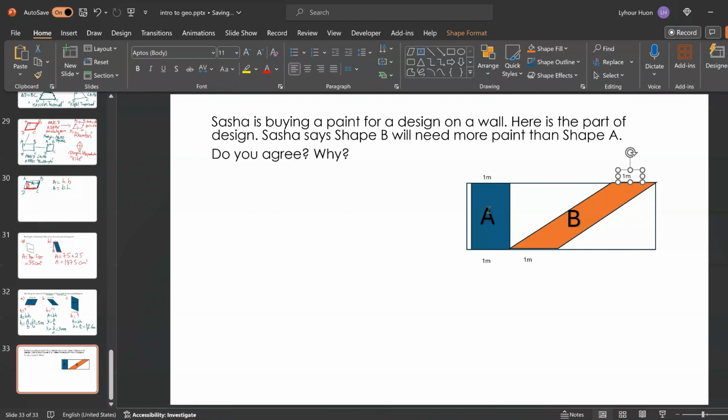And Sasa is the one who paints, and she said that Sasa is buying the paint for the design. Okay, she says that shape B will need more paint than shape A. Do you agree? Why? Do you agree or don't agree? Any ideas? Do you agree or no? I don't.